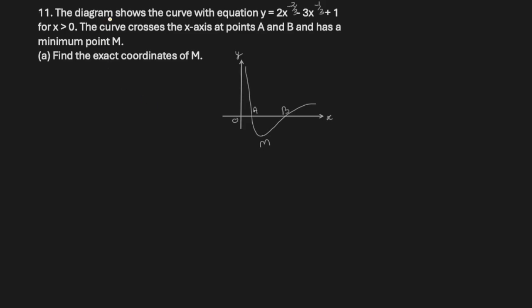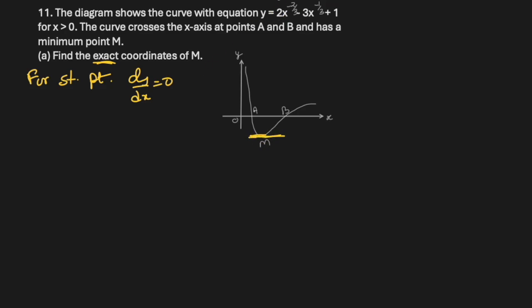Question number 11 talks about the diagram that shows this graph of this function, where x is greater than 0. The curve crosses x-axis at a and b and has a minimum point M. Find the exact coordinates of M. So M is a minimum, we can see stationary point. So for any stationary point, dy over dx, the differentiation has to be equal to 0 because the gradient of the tangent at that place is 0. It's a horizontal line.